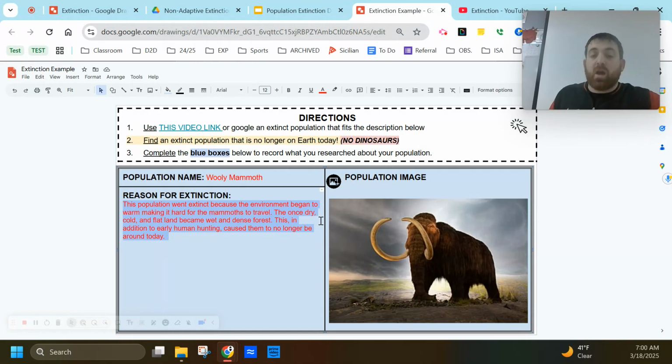So, for example, when we're looking at the woolly mammoth here, this population went extinct because the environment began to warm, making it hard for the mammals to travel. The once dry, cold, and flat land became wet and dense forest. So, obviously, pretty hard for large mammoths to traverse. This, in addition to early human hunting, caused them to no longer be around today. So, notice I'm talking about that process. I'm going farther in detail about what's going on in the environment, including additional things like that human hunting that caused them to not be around today.